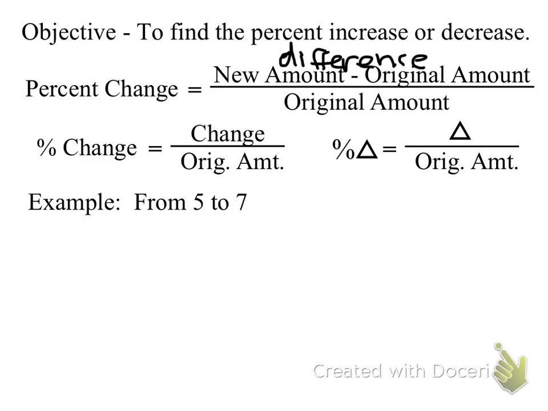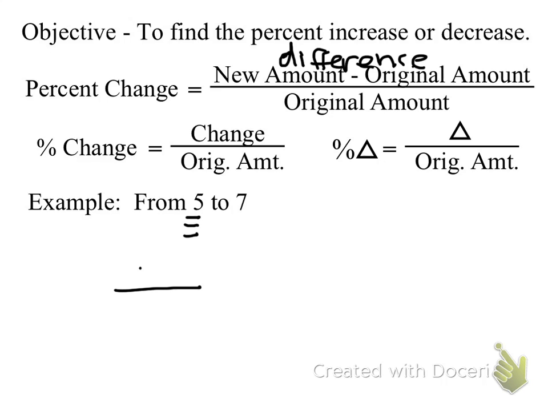What is the original number? What's the first number you see? From 5 to 7, what's the first number you see? Yes, 5. So that always becomes your first number, the first number you see. Okay? The difference, it's always the difference over the original amount. So the difference is from 5 to 7, 7 minus 5.